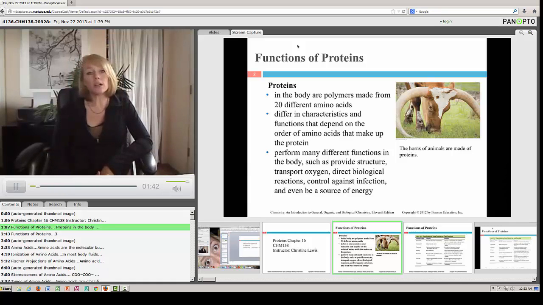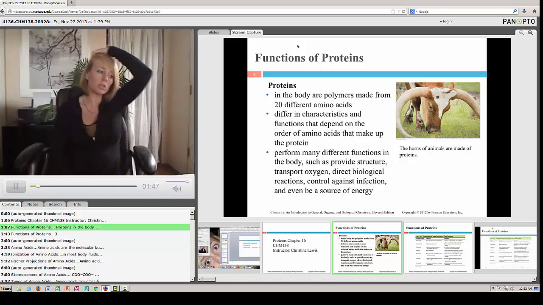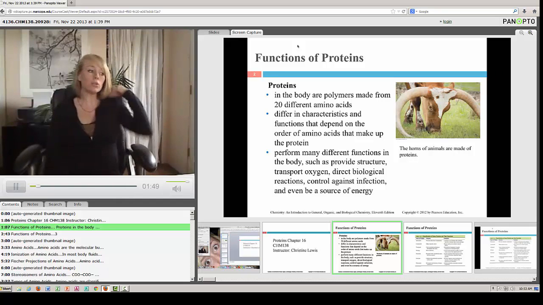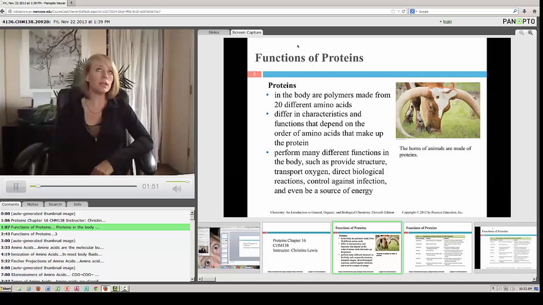And the functions are incredibly diverse, everywhere from providing structure to transporting molecules around in the body. They increase or decrease chemical reactions. They act as catalysts. They are involved with controlling immunology in our body, and we even utilize some proteins for sources of energy.